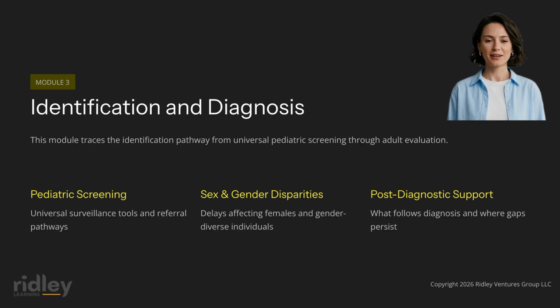Moving into Module 3, we turn our attention to one of the most consequential aspects of autism across the lifespan: how autism is identified, diagnosed, and how sex and gender considerations shape that entire process. This module traces the identification pathway from universal pediatric screening all the way through adult evaluation, with particular attention to the sex and gender-related disparities that delay diagnosis for many individuals.